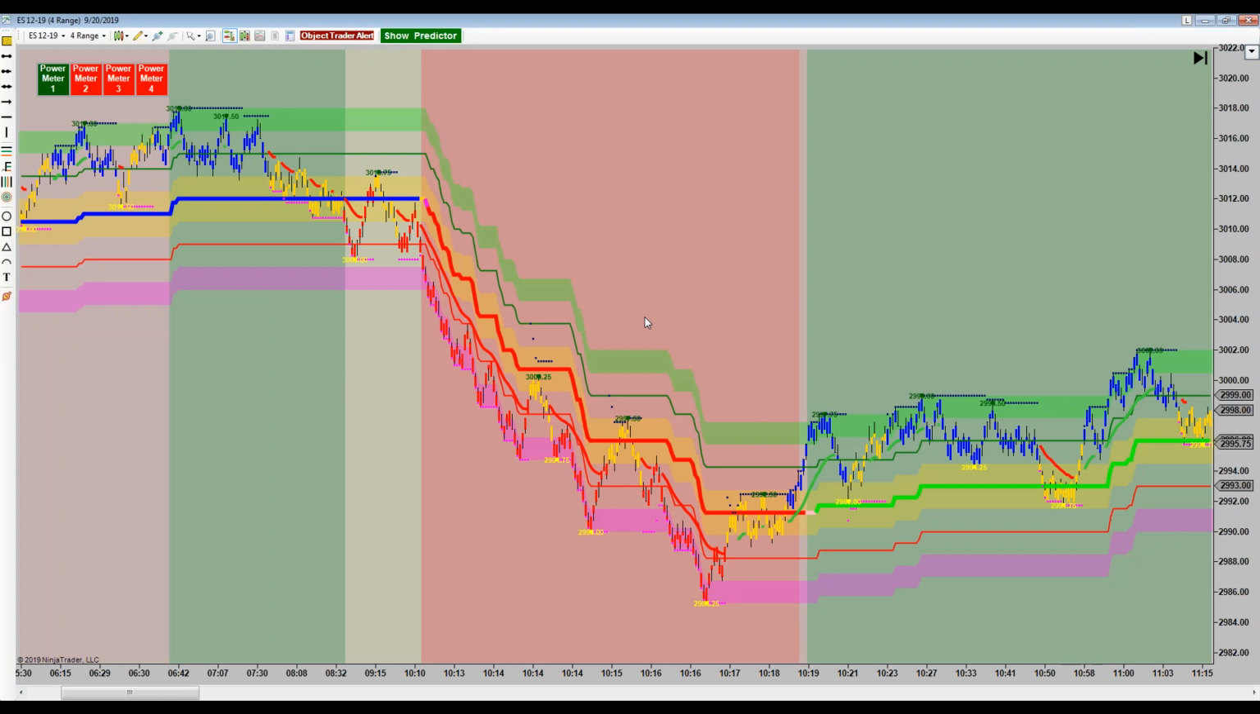Now, the way we trade this, and I would strongly urge you, if you're going to learn to trade futures and you're just starting out, or even at intermediate level, that ES is a good instrument to learn on.